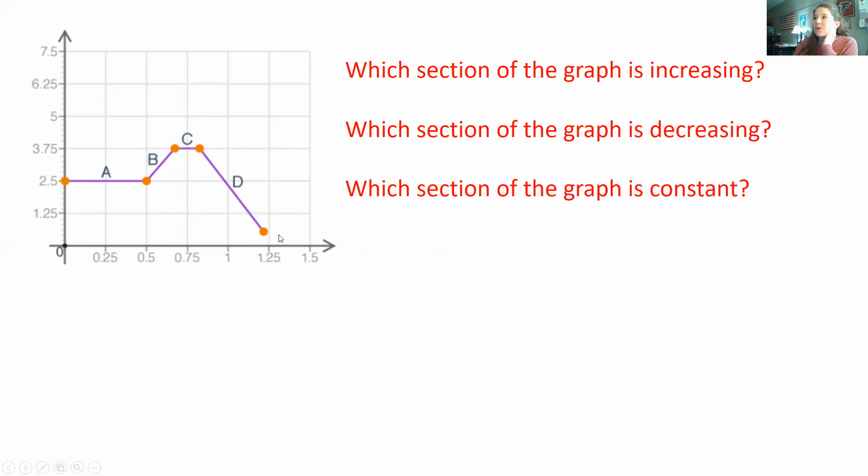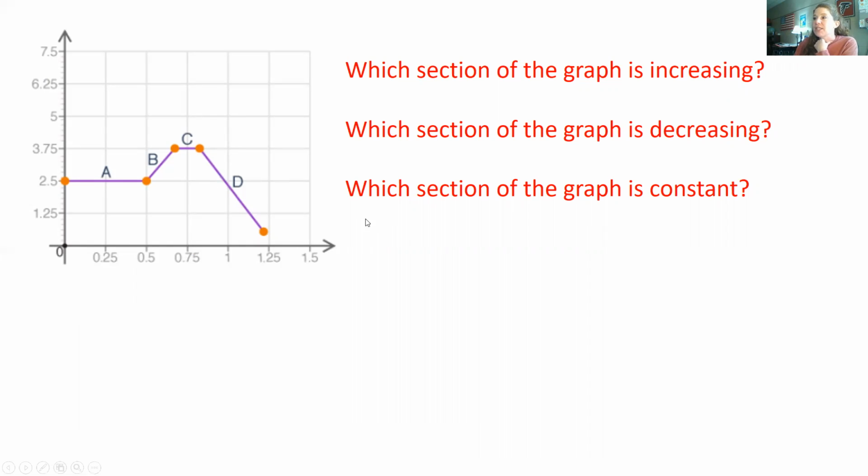According to this graph right here, which section of the graph is increasing? Well, the only part of the graph that's increasing is part B. So to increase on a graph, you would be going up. To decrease on a graph, you'd be going down. So the next question asks, which section of the graph is decreasing? So the section of the graph that's going down and to the right is part D.